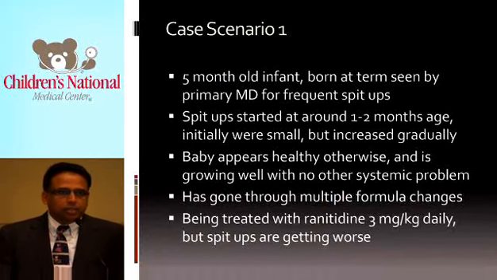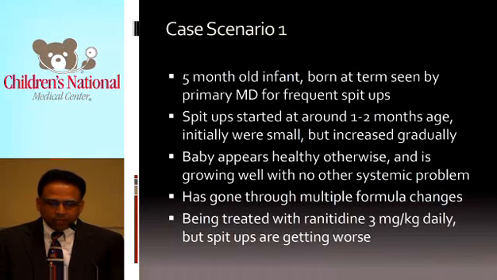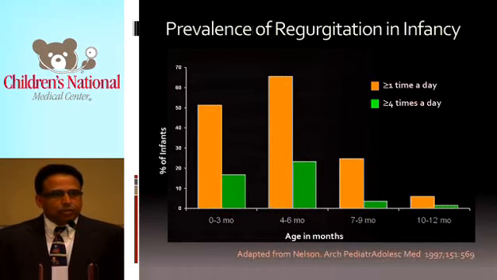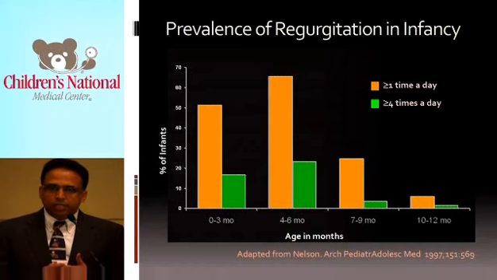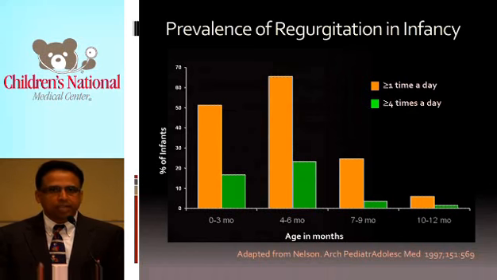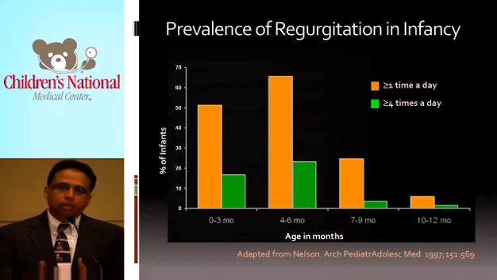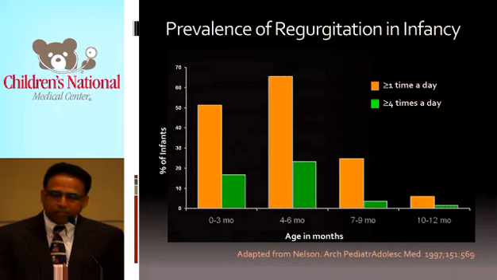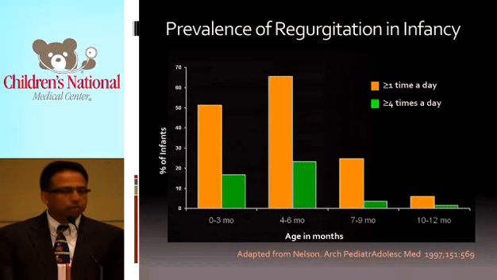So in that case scenario, what are we supposed to do? Here's a slide that I want to show you. If there's a take-home message in that case scenario, it is that if we look at a newborn pattern of reflux, it is not present at birth that much. It tends to grow. In the first 3 months of life, the orange bar is those infants who had reflux at least once a day, and the green is 4 or more reflux episodes in a day.